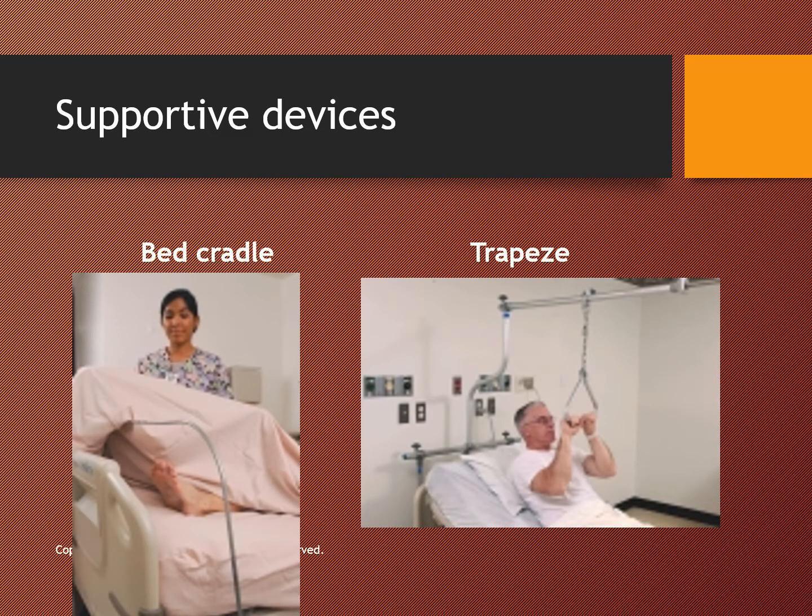Bed cradle, as you can see, again, it will not touch the toes. The feet and toes are free. And on the right side is a trapeze. It's used to strengthen arm muscles.